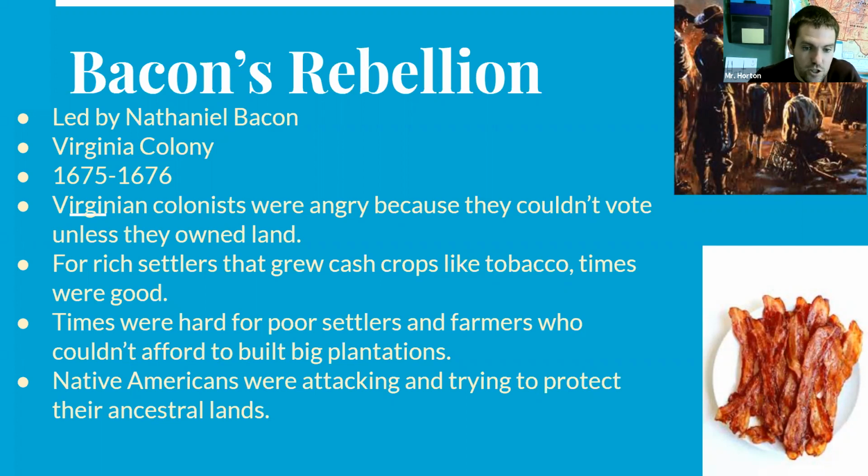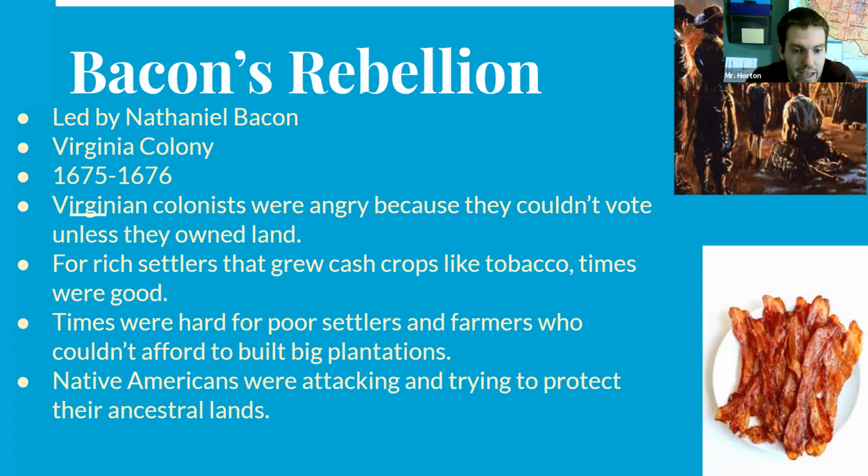So for the rich settlers that grew cash crops like tobacco, times were very good in the new colonies. So the rich settlers were able to grow their crops and then sell these crops to make a lot of money. And then times were good because nothing was really slowing them down. But times were very hard in the southern colonies for the poor settlers and farmers who couldn't afford to build big plantations. So if you couldn't afford to have a big area of land or a big field to grow a lot of these crops, then you couldn't make a lot of money. And so you were very poor and you basically had to work for someone else in order to make your money.